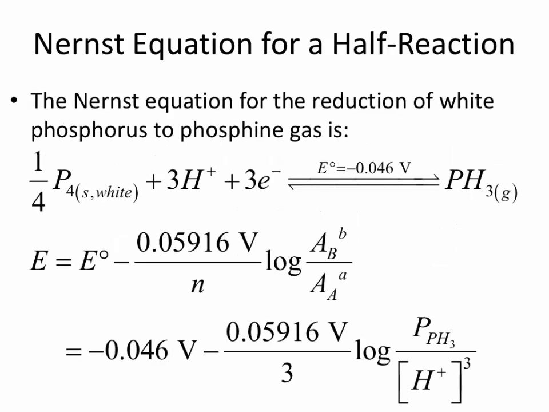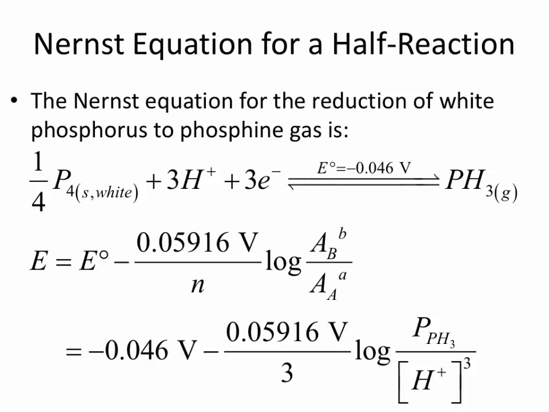So let's look at an example. The Nernst equation for the reduction of white phosphorus to phosphine gas is given here. We have our white phosphorus reacting with hydrogen ions. They're gaining 3 electrons. We're forming our phosphine gas. The standard reduction potential here is minus 0.046 volts.